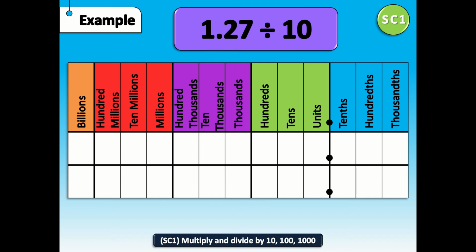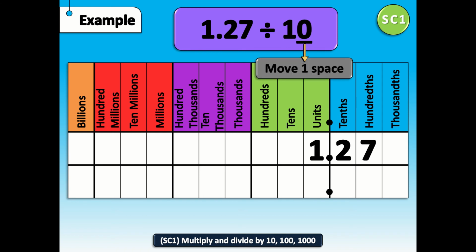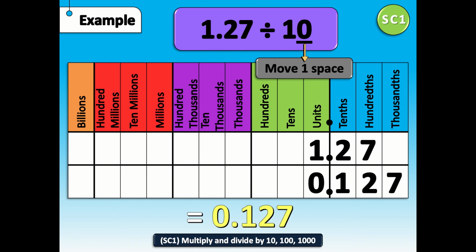When we divide by 10, everything still moves 1 place, but this time everything moves 1 place backwards. So we've got 1.27, we're dividing by 10, so everything moves 1 space, this is one space back. So every digit moves one space back. So our answer is 0.127.